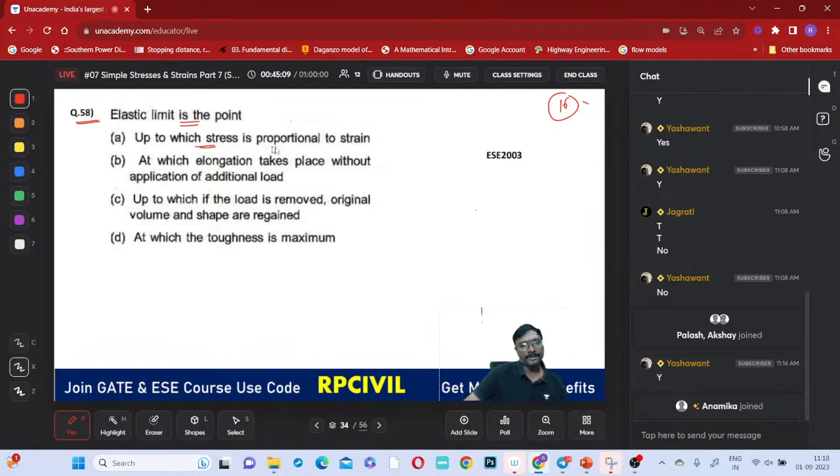Elastic limit is a point up to which the stress is proportional to strain. Do you give a guarantee that stress is directly proportional to strain? This is your proportionality limit, and this is your elastic limit. Some portion it may be, some portion it may not be. Elongation without application of additional load is plastic. Up to the elastic limit, if the load is removed, original volume and shape are regained. So option C is the correct answer. It will regain the original dimensions, original shape, original size.